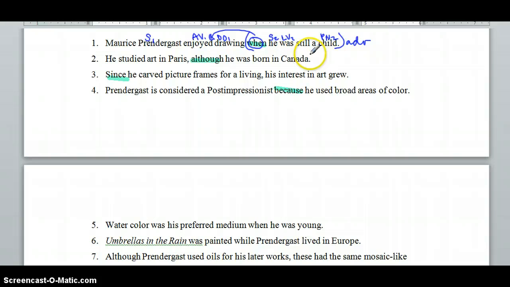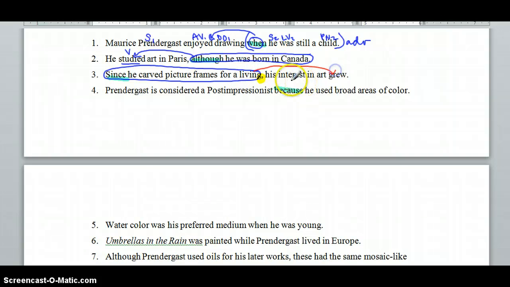So this would be a great place to pause the video, try the next few examples, and then turn the video back on. So although he was born in Canada tells us more about why or when he studied art. And since studied is a verb, the phrase is an adverb. Since he carved pictures for a living, again, that comma was a key. That tells me how or when or why his interest in art grew. And here, interest is your subject and grew is your verb.